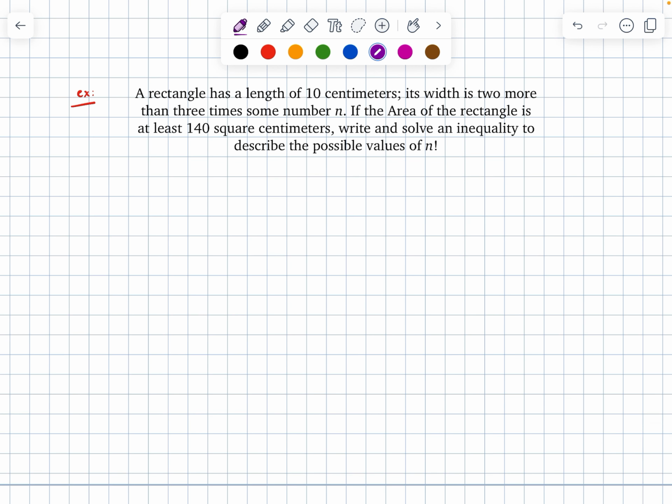First off, a rectangle. Ooh, what does that tell you? You might want to use... A rectangle has a length of 10 centimeters. Its width is 2 more than 3 times some number n. If the area of the rectangle is at least 140 square centimeters, write and solve an inequality to describe the possible values of n. Give yourself 3 minutes.